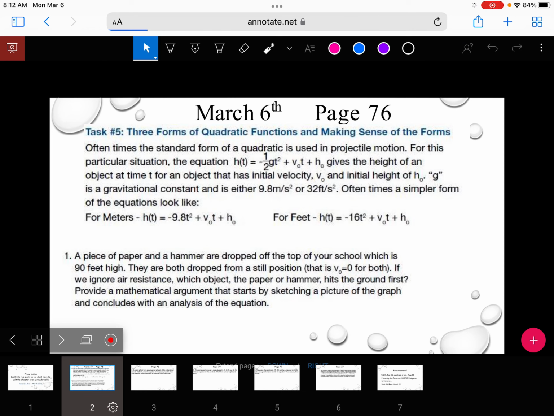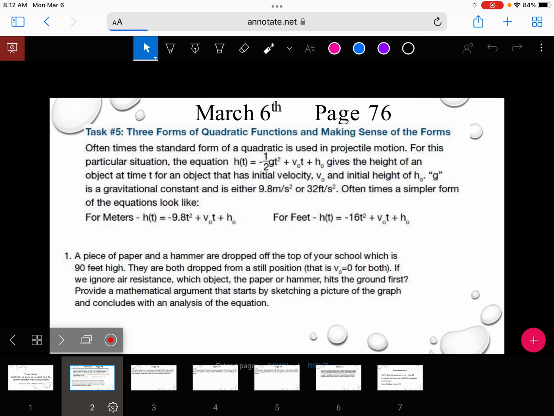And we're ignoring air resistance. It's not a thing in this world, so it's like being in a vacuum. Air resistance is not a thing. Which object is going to hit the ground first? So we're going to look at this equation and we're going to kind of fill in the pieces we have.